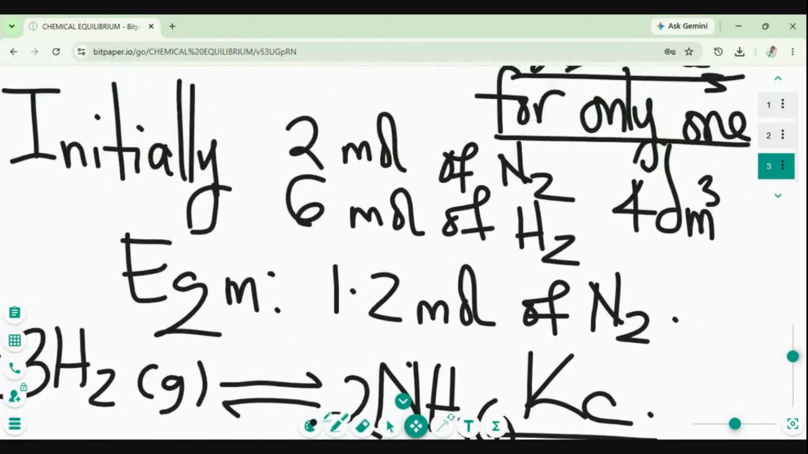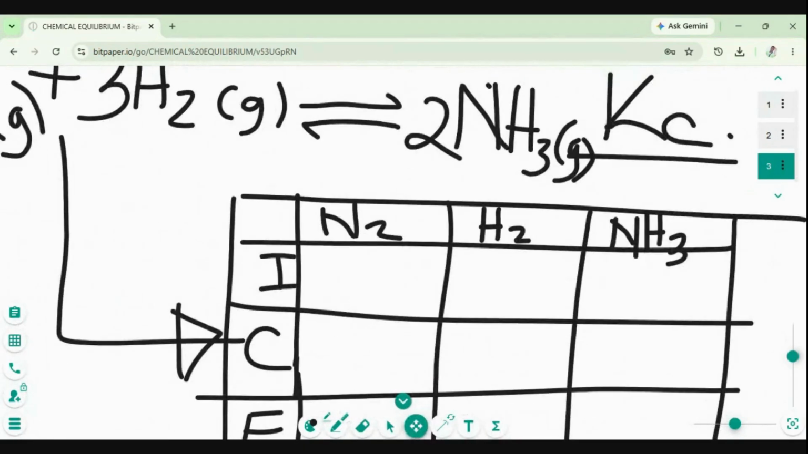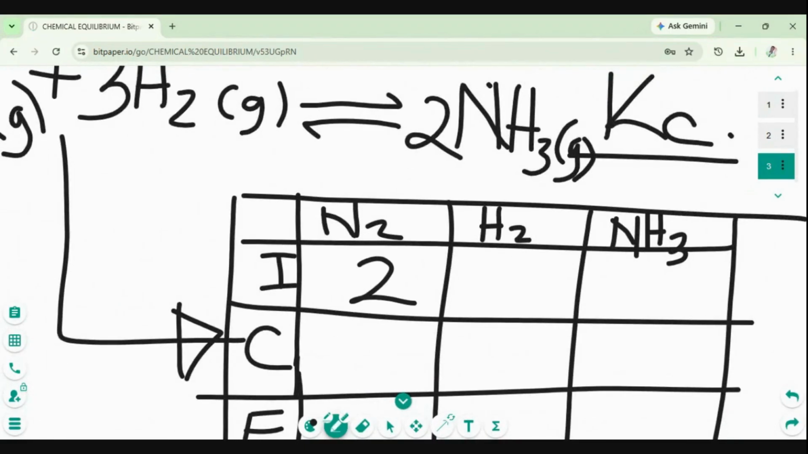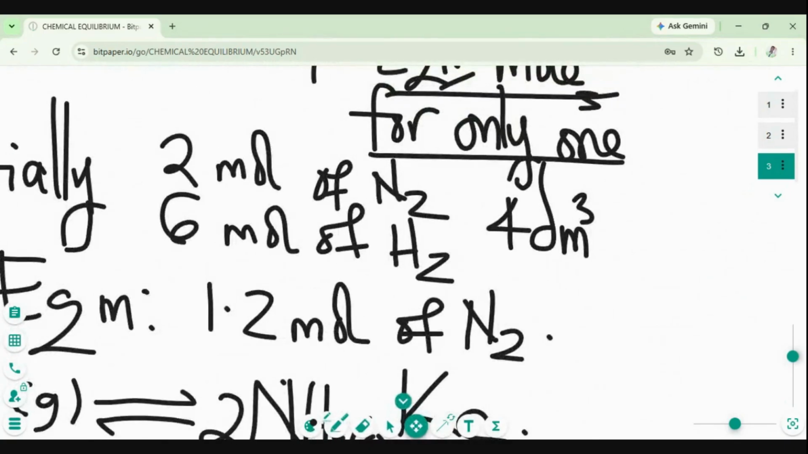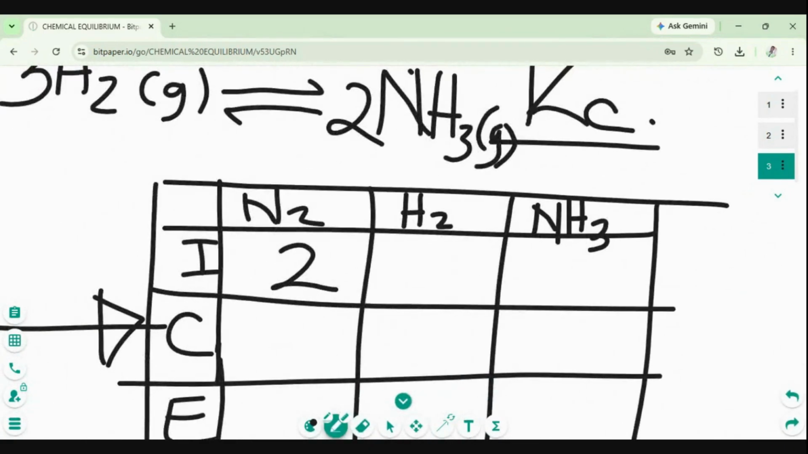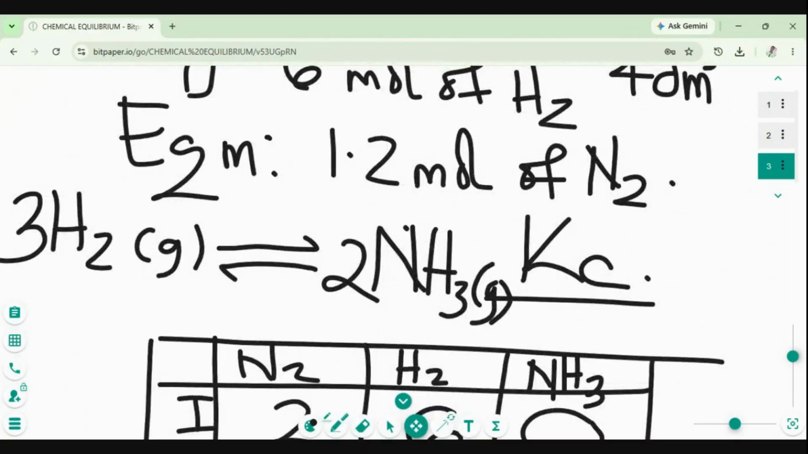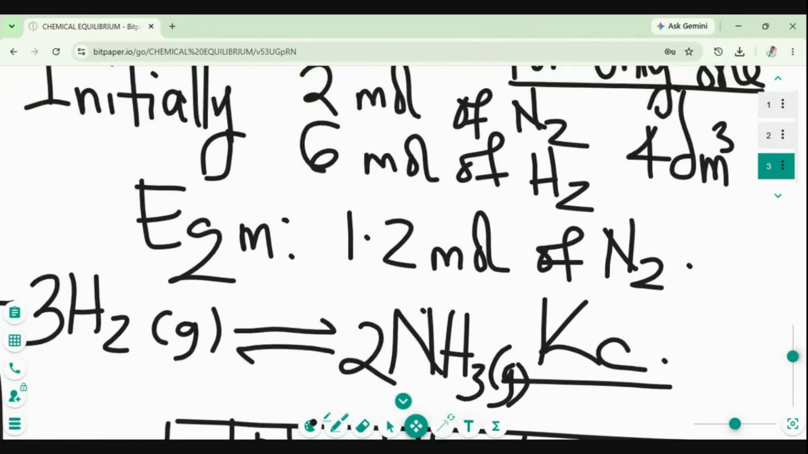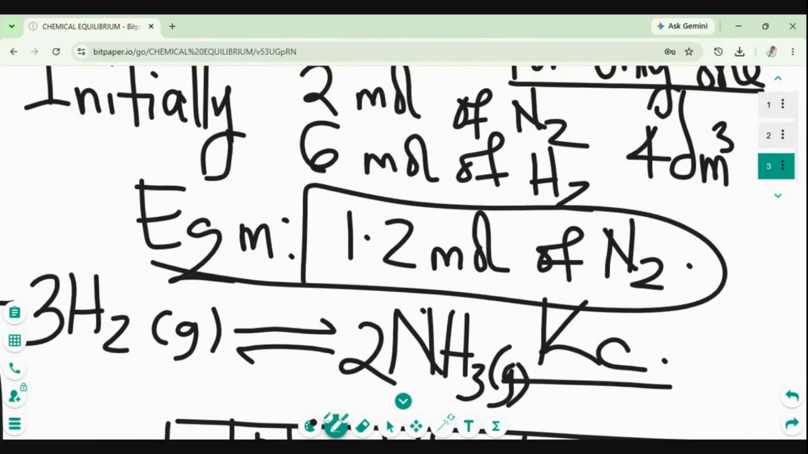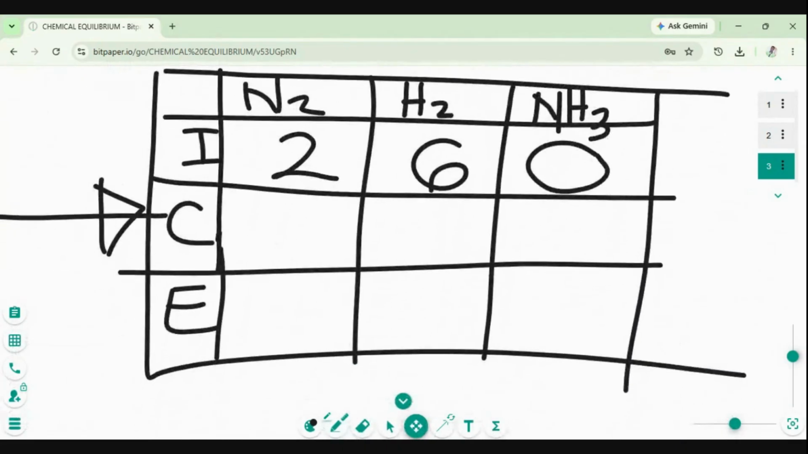Okay, let's fill in our table and we see what we are missing and what we have. We have 2 moles of nitrogen initially. Nitrogen initially 2. Hydrogen initially 6. I for hydrogen is 6. But did we have ammonia initially? No, it is 0. So our initial is totally filled. Okay. How about our C? Let me see if C has been given. The rest of the information we have is equilibrium moles, which is 1.2. So they're telling us that 1.2 moles of nitrogen were found at equilibrium.